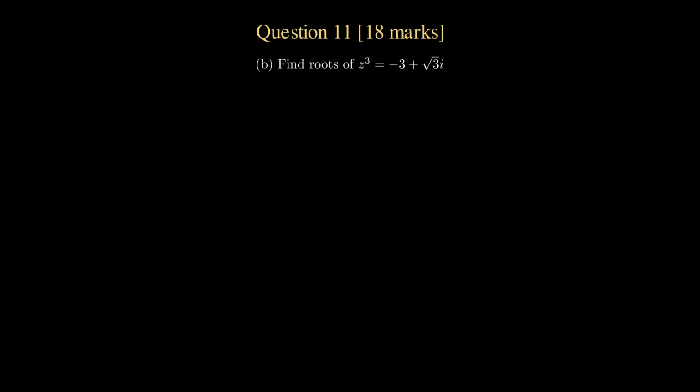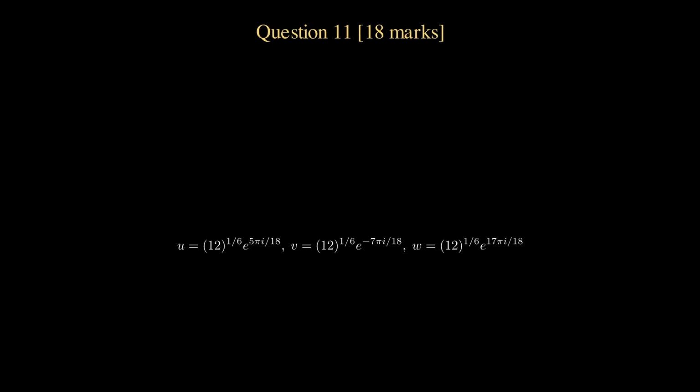Part B. Find the cube roots of minus 3 plus root 3 i. Using de Moivre's theorem, the three roots are given by the cube root of the modulus times e to the i times 5 pi over 18 plus 2k pi over 3. For k equals 0, 1 and 2, we get the three roots. U equals 12 to the 1/6 e to the 5 pi i over 18. V equals 12 to the 1/6 e to the minus 7 pi i over 18. And W equals 12 to the 1/6 e to the 17 pi i over 18.